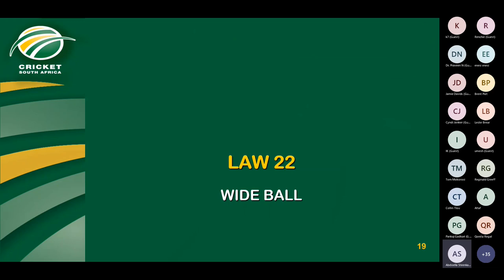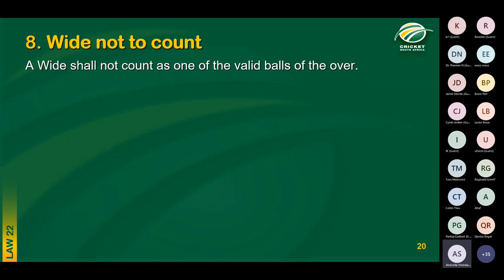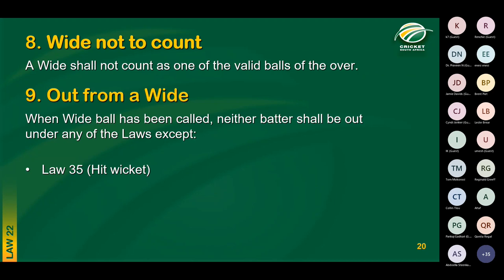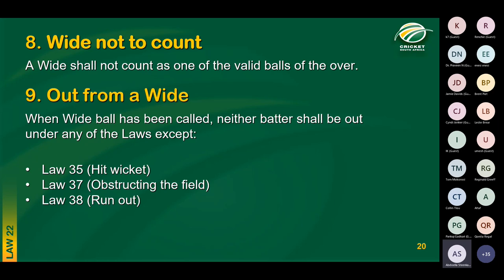Under wide ball, there's only two sections that we're covering. A wide ball shall not count as one of the valid balls of the over. And lastly, under the wide law, how can you be dismissed from a wide? Four ways. Firstly, hit wicket, obstructing the field, a run out, and the fourth way of being dismissed off a wide is stumped. So there are three ways to be dismissed off a no ball and four ways to be dismissed from a wide.